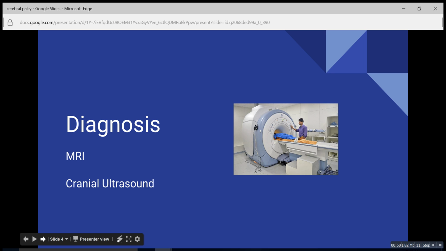Diagnosis, one is an MRI, which uses radio waves and a magnetic field to produce detailed 3D images of the brain. It can often identify any lesions or abnormalities and is painless but very noisy. And here's a picture of the MRI machine. The next one is cranial ultrasound, which uses high-frequency sound waves to obtain images of the brain and is inexpensive.